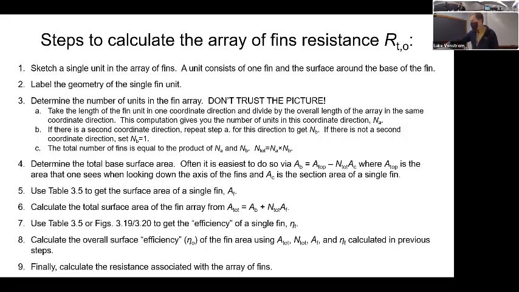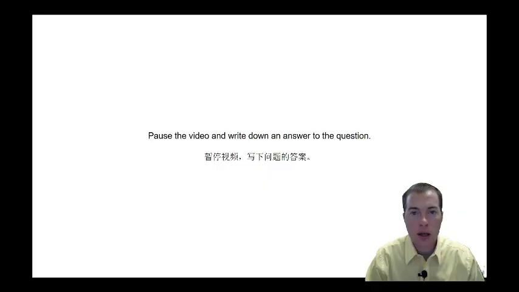So go for it. You've got the example problem. Try to walk through these 9 steps. Now, what I would like you to do is pause the video and write down an answer to the question.